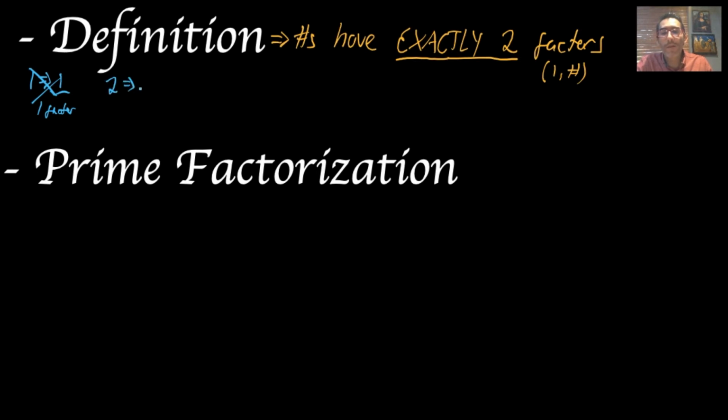Let's analyze 2. Which are the factors of 2? I can divide 2 by 1, yes. I can divide 2 by 2, yes. And that's it. I cannot divide it by 3, by 4, by 5. So check out that this guy has 2 factors. So 2 is a prime number.